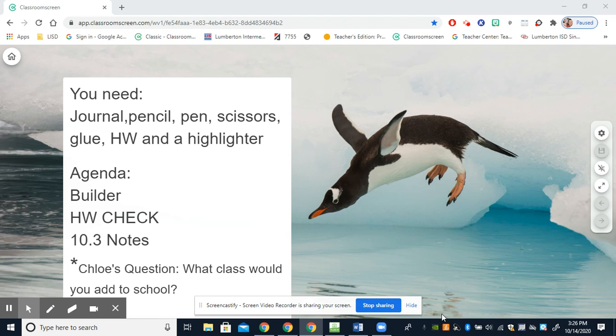Okay, so for our agenda, we did a builder check. Just went over a couple of things on the builder, and I'll put some underneath the document camera. A homework check. And we went over 10.3 notes today on order of operations. We're going to stick on to order of operations today and tomorrow, and also on Friday when we start with our facing math. And Chloe's question of the day, what class would you add to school?